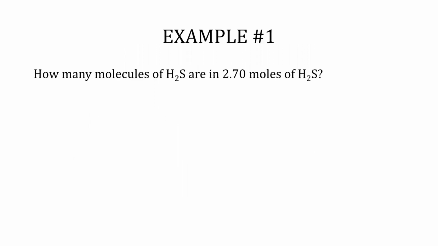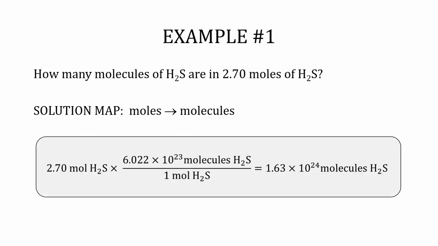Example 1. How many molecules of H2S are in 2.70 moles of H2S? Show a solution map where moles convert to molecules of H2S. In the end, after taking 2.70 moles of H2S and multiplying by 6.022 times 10 to the 23 molecules of H2S per 1 mole H2S, it equals 1.63 times 10 to the 24 molecules of H2S.